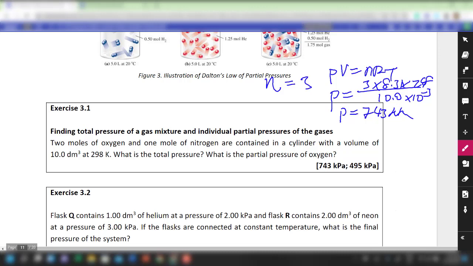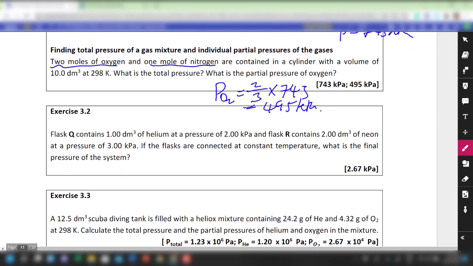Then you notice that I have 2 moles of oxygen and 1 mole of nitrogen. Therefore the partial pressure of oxygen is simply the number of moles of oxygen, which is 2, divided by the total number of moles, which is 3, multiplied by the total pressure, which is 743 Kelvin. From here you can easily get 495 kilopascal for the partial pressure of oxygen.